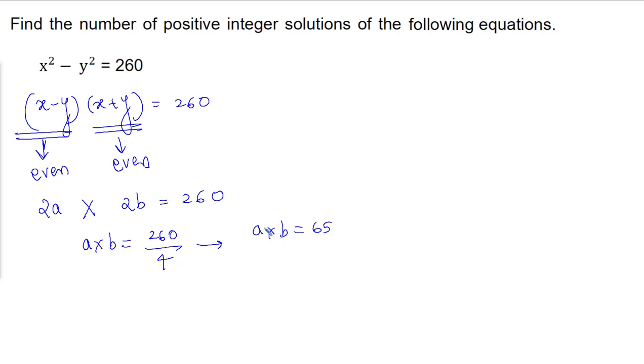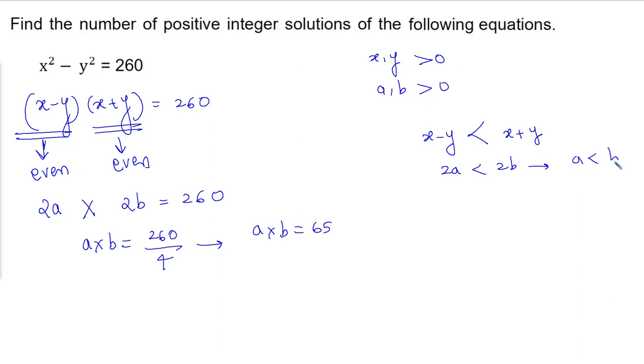The value of a into b is 65. Now x and y are positive integers, so a and b are also positive integers. The subtraction of two positive integers is always less than the addition of two positive integers. So 2a should be less than 2b, which means a should be less than b. We can express 65 as 1 into 65, and then 5 into 13. These are the only two ways in which we can express 65.